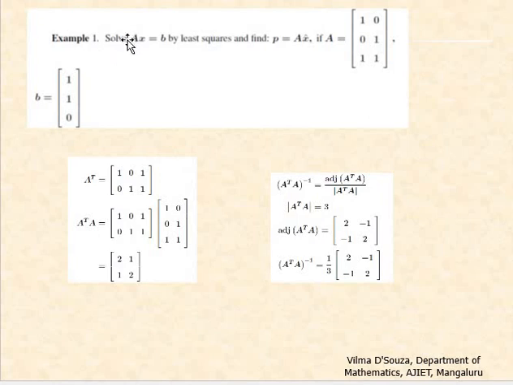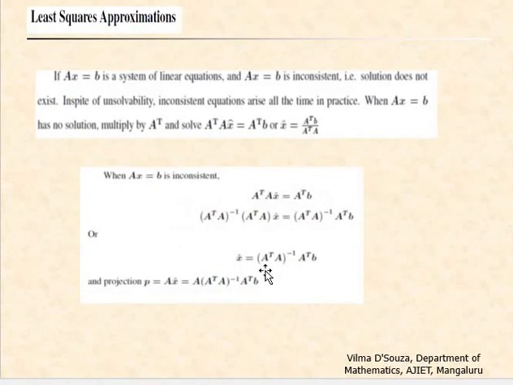Okay, now I have considered one problem here. Solve Ax is equal to B by least squares and find P is equal to A x cap if A is the matrix 1 0 0 1 1 1 and B is equal to 1 1 0. Now you have to find x cap. What is x cap? A transpose A inverse into A transpose B.